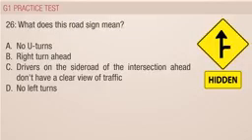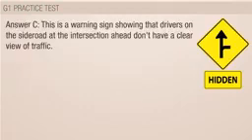Question 26. What does this road sign mean? A. No U-turns. B. Right turn ahead. C. Drivers on the side road of the intersection ahead don't have a clear view of traffic. D. No left turns. Answer C. This is a warning sign showing that drivers on the side road at the intersection ahead don't have a clear view of traffic.